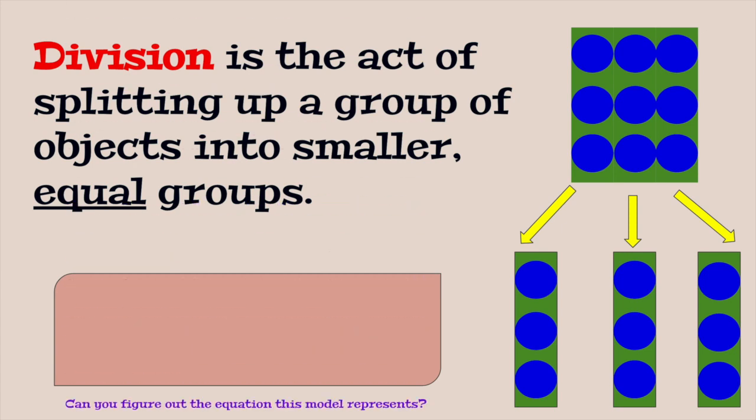What division problem do you think this model represents? That's right. It's 9 divided by 3 equals 3, because I started with 9 blue circles, split them into 3 smaller groups, which are the 3 small rectangles, and each rectangle has 3 blue circles in it. The circles here are my objects that I'm splitting up.